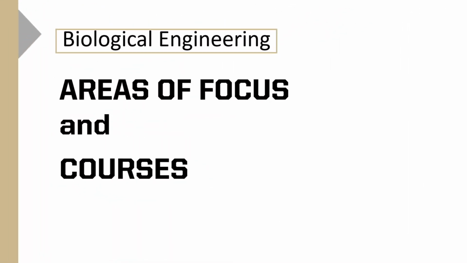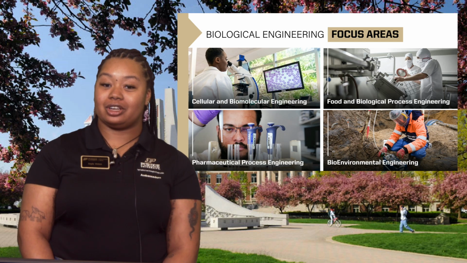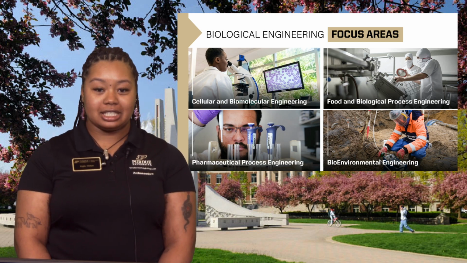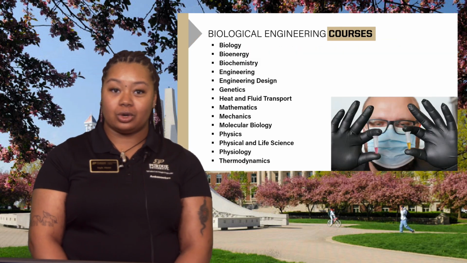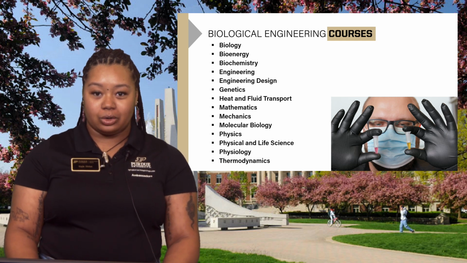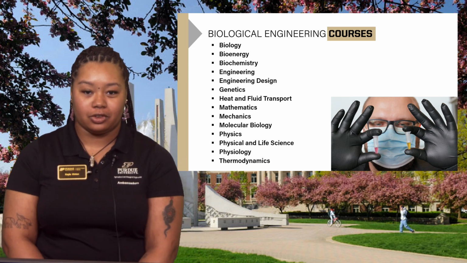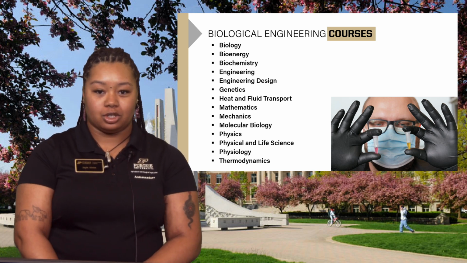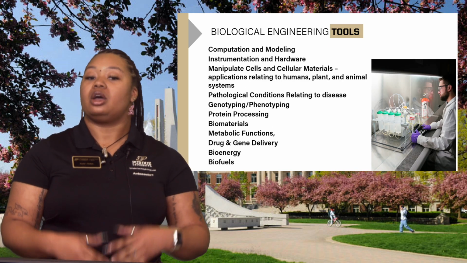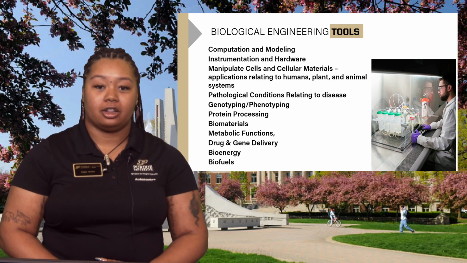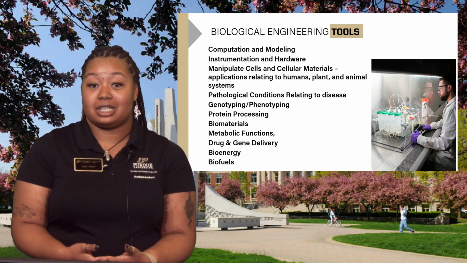Okay, so what are the areas of focus that we have here in ABE? So we have 4 main focus areas that includes cellular and biomolecular engineering, food and biological process engineering, pharmaceutical process engineering, and bioenvironmental engineering. And in these focus areas, some of the courses that you will take will be basic engineering courses that all engineers take, such as heat and fluid transport, mathematics, mechanics, thermodynamics, as well as ABE specific courses like biology, bioenergy, biochemistry, physical, and life sciences. And with these courses, we hope that you build tools that will allow you to be able to compute and model complex biological systems, genotyping, phenotyping, protein processing, biomaterials, or anything that you set your mind to, really.